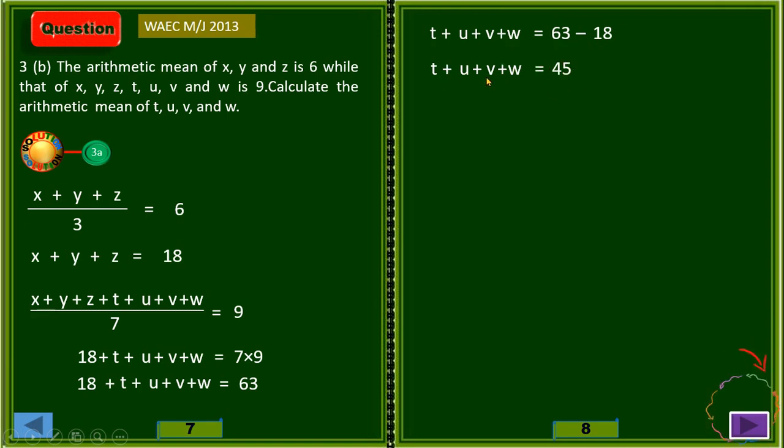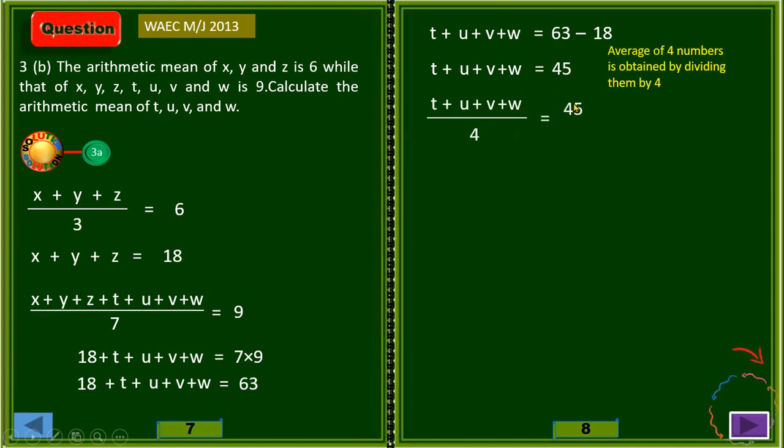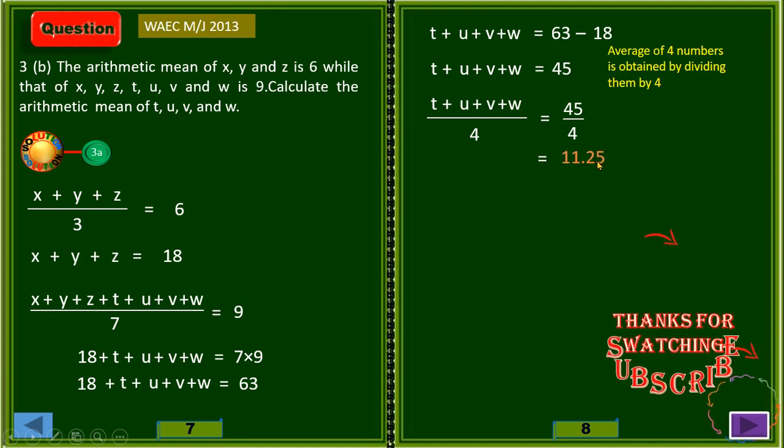The average of these 4 numbers will be obtained by dividing the left side by 4 and the right hand side by 4. Therefore, we now have this divided by 4 will be equal to 45 divided by 4. And using calculator to divide this, we are going to have this will give us 11.25. So the answer for 3B is 11.25.